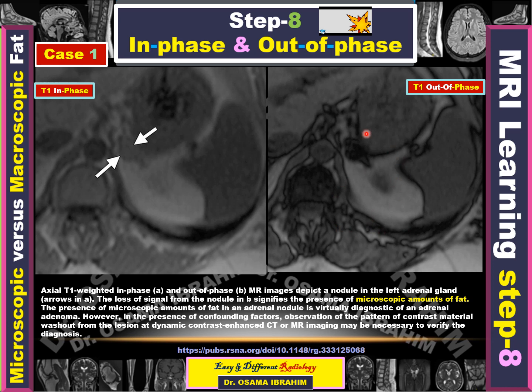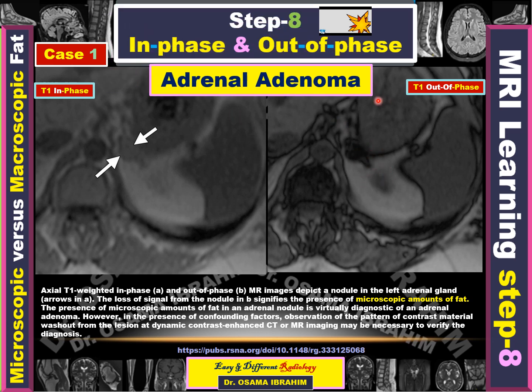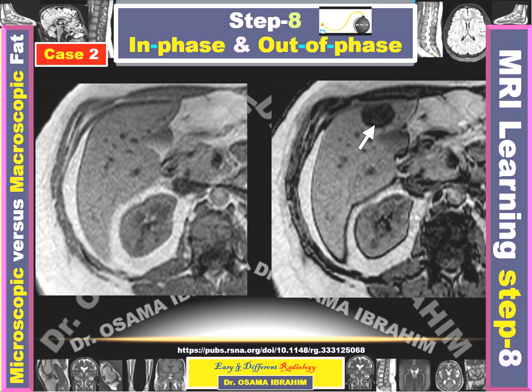The third question, where is this lesion? This is the spleen, this is the stomach, and this is the upper pole of the kidney. So this is the adrenal region. This is the left adrenal gland, and microscopic fatty lesions within the adrenal gland represent adrenal adenoma until proven otherwise; other studies are needed to confirm the diagnosis. However, by this study you have a high likelihood of diagnosing adrenal adenoma by the drop in signal in the out of phase. Let's go to the second case.